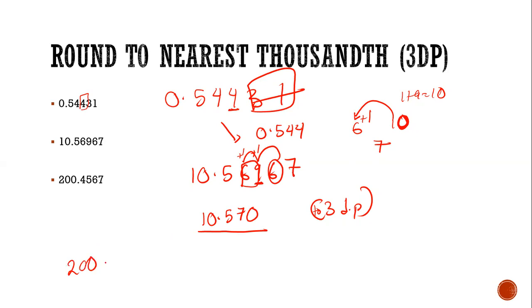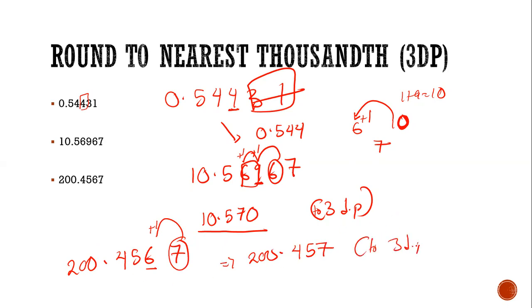Now 200.4567. Then the third decimal place is the 6. The number after the 6 is 7. Is 7 5 or more? Yes, 7 is greater than 5. So we round this up. It should be 200.457 to 3 decimal places. You can ignore the 2, but just write three decimal places. So that's how you do it.